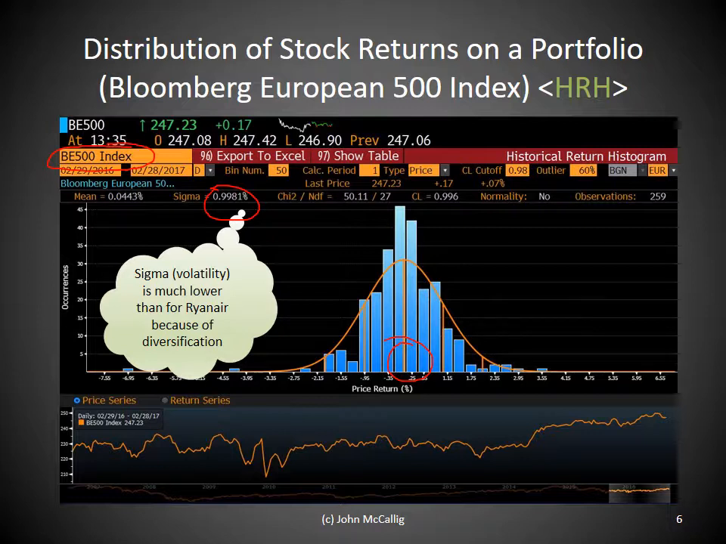So what we need to measure is, for Ryanair, how associated are their returns with the returns of the index. When the whole index goes up or down, what does Ryanair do on average?